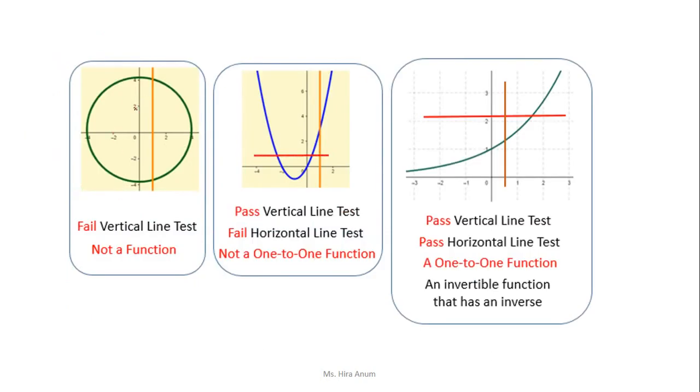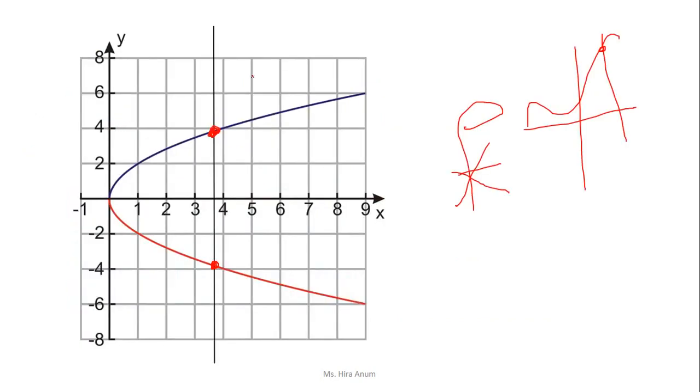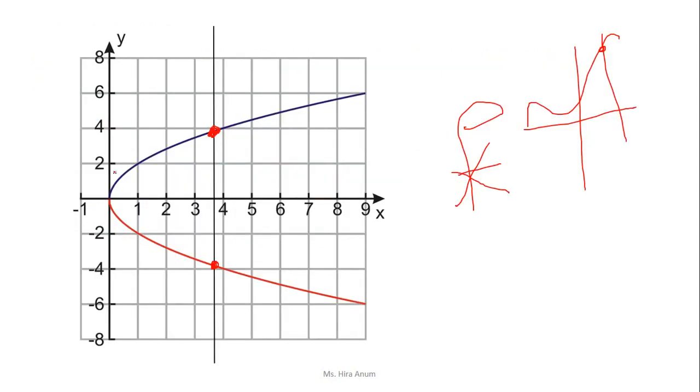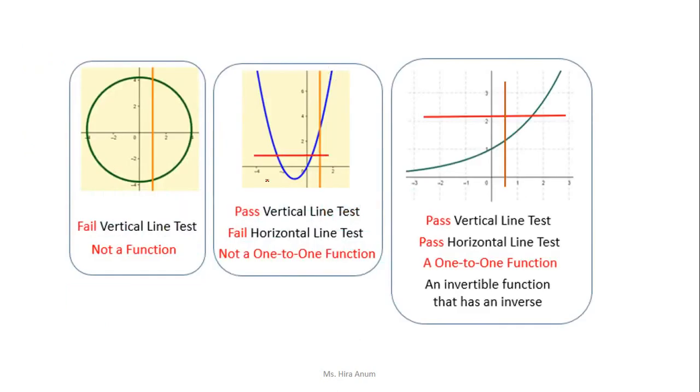Similarly, if we take a circle and draw a vertical line, it fails our vertical line test, so it is not a function. We take the x square function. It passes the vertical line test, as we drew before. If we draw a vertical line on this graph, it cuts only 1 time, so it passes the vertical line test, but it fails the horizontal line test. So it is a function but not a 1-1 function.